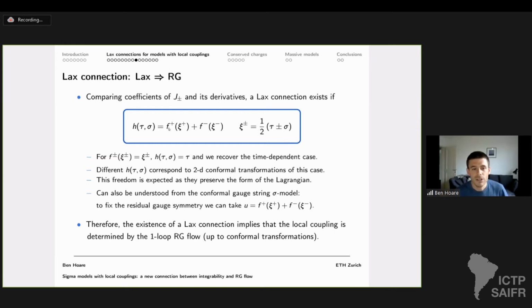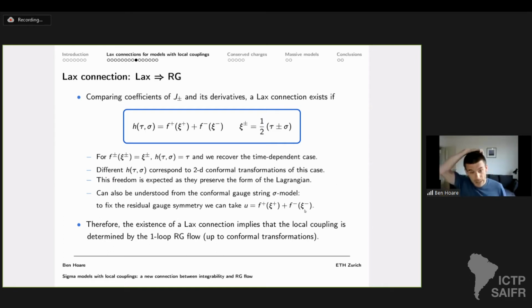And then we just notice that this apparent freedom that we have is actually completely expected, because it just corresponds to 2D conformal transformations of the time-dependent case we had before, and these transformations preserve the form of the Lagrangian. And it can also be understood from the conformal gauge string sigma model point of view, where, ignoring boundary conditions to fix the residual gauge symmetry, we can just take U to be any solution of the free wave equation.